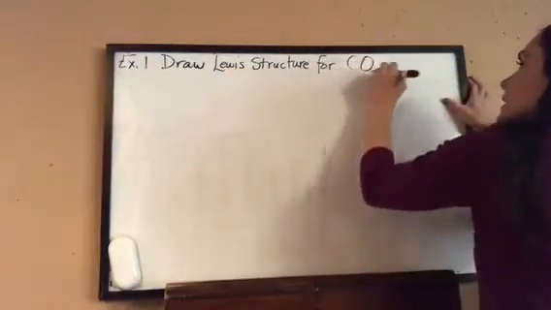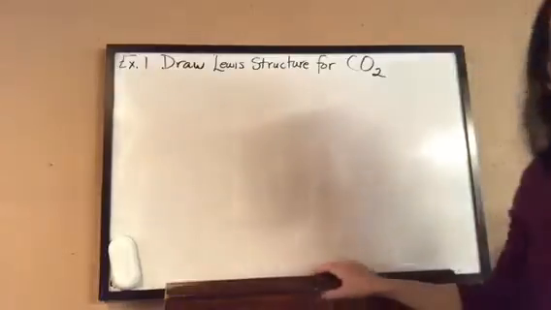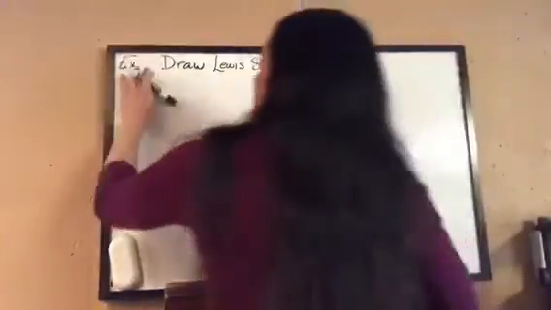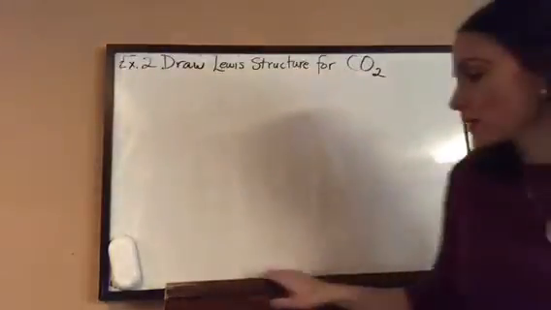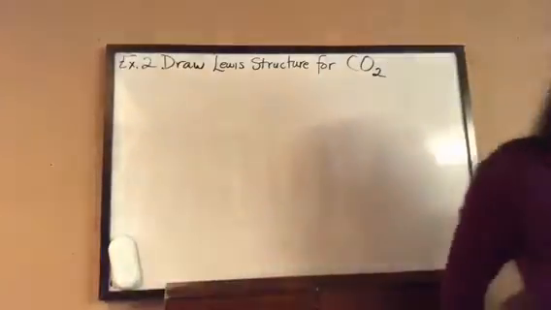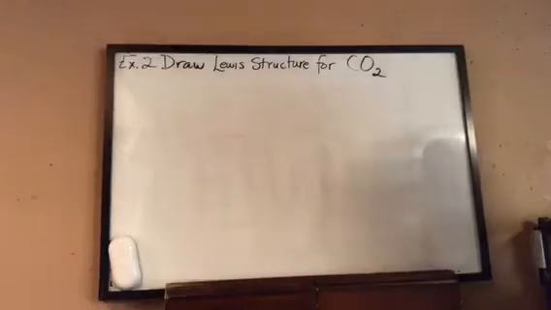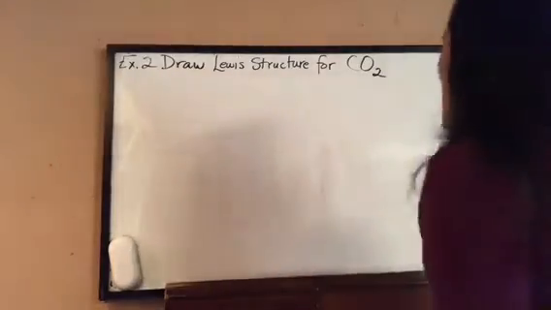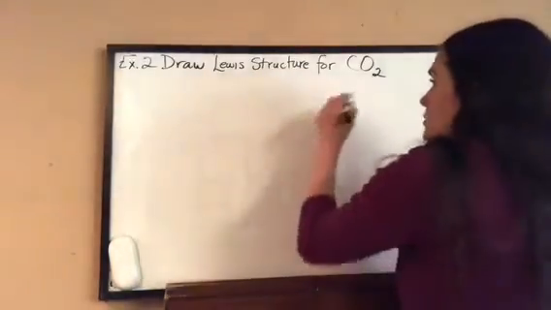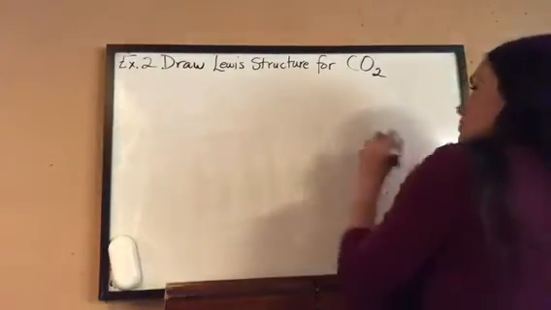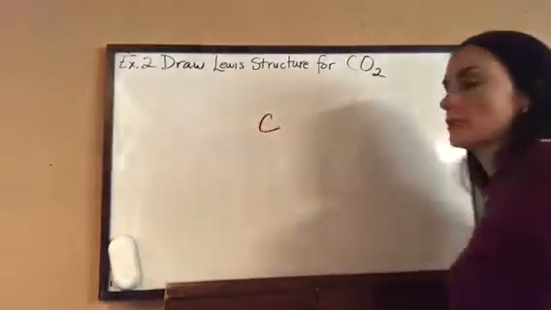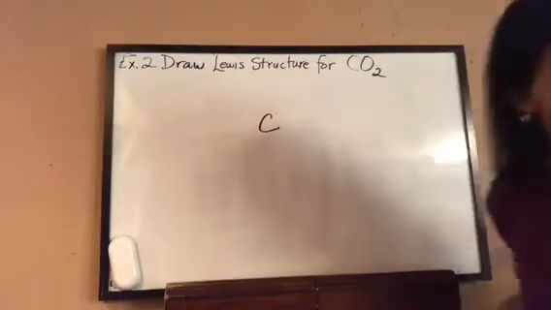Carbon dioxide. Let's do the Lewis structure for carbon dioxide, example 2. Carbon dioxide is a product of a combustion reaction. First rule is to identify the central atom, carbon. It appears once in the formula, and it's the central atom.